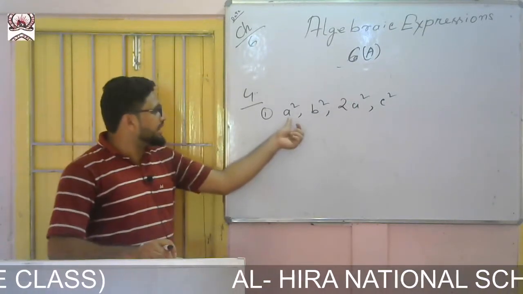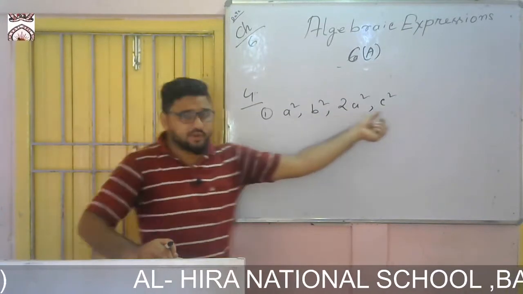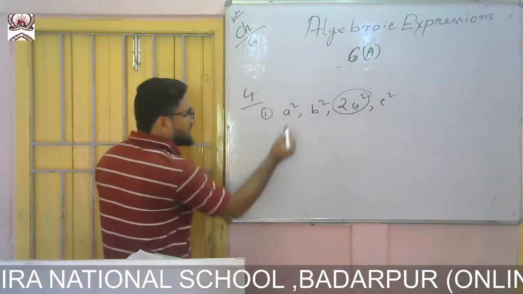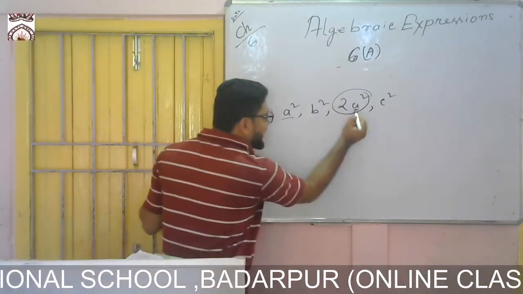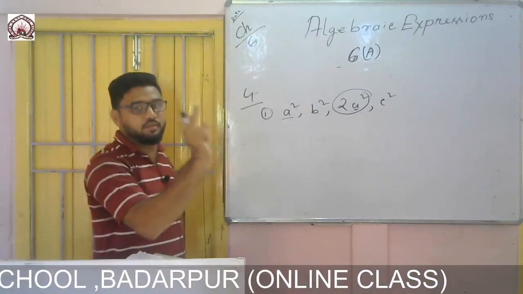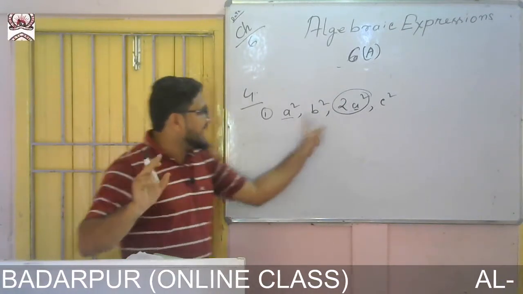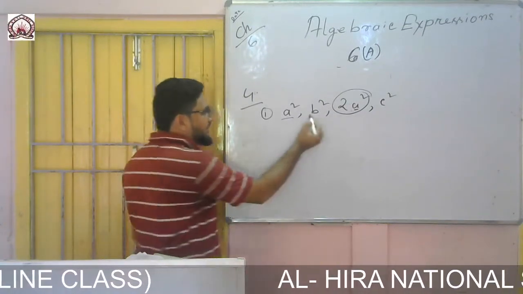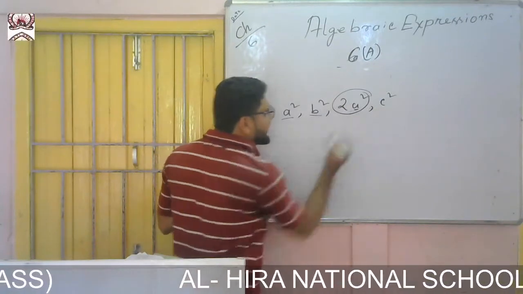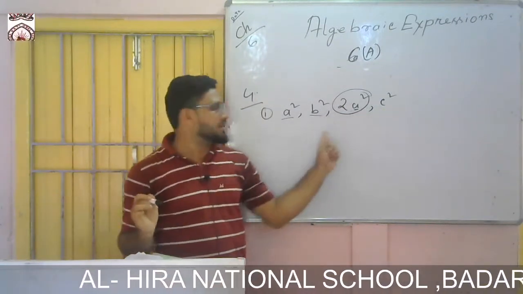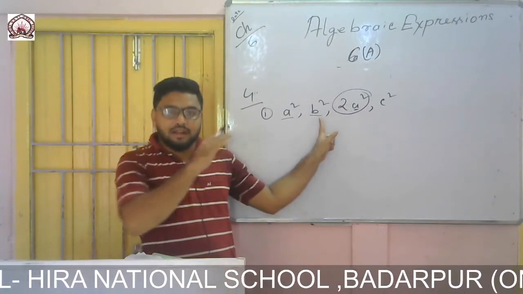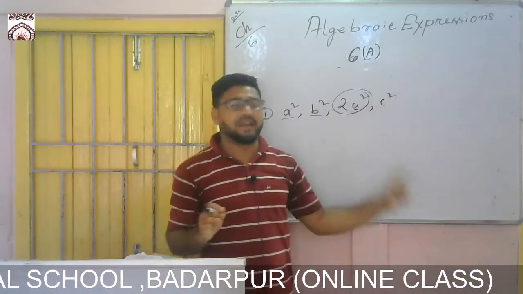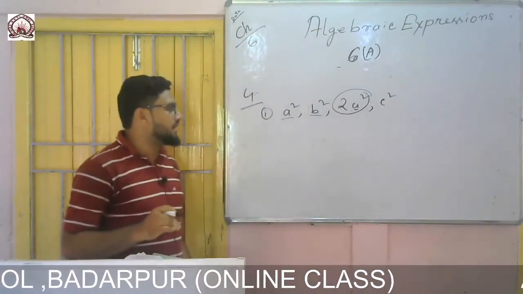So a square, is there any more a square? Yes, here a square is there. So this a square term and this 2a square term are both like terms because their literals are same. That means their variables are same. Then b square, is there any more b square in the following? No. This b square doesn't have any more like terms. Then c square, this also doesn't have any more like terms.